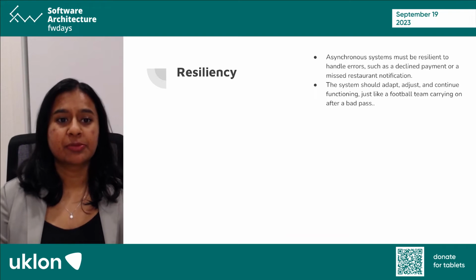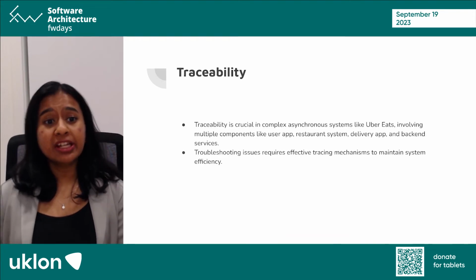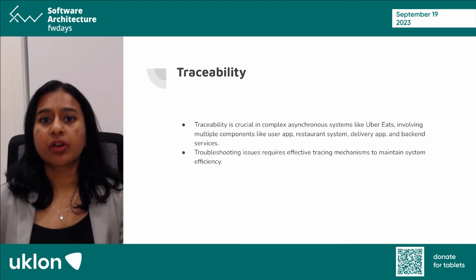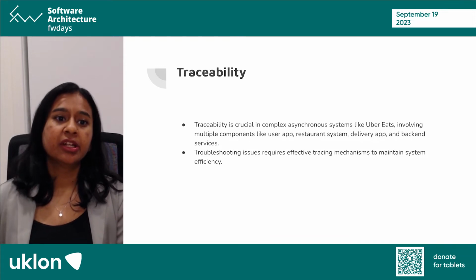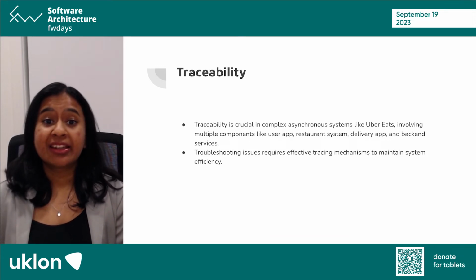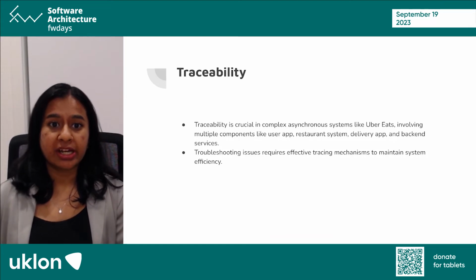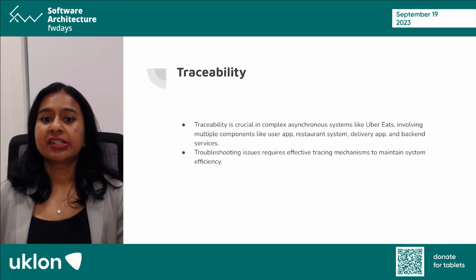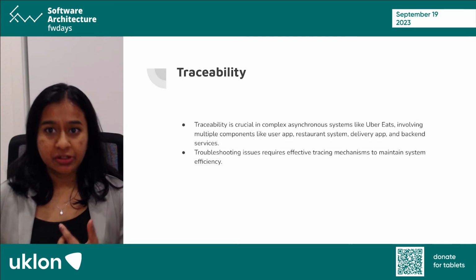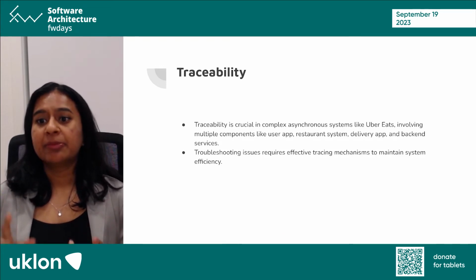The next one is traceability, or auditability in other terms. In a food delivery system, let's say Uber Eats or DoorDash, there are many moving parts involved, such as the customer app, restaurant systems, delivery partner apps, and backend services.